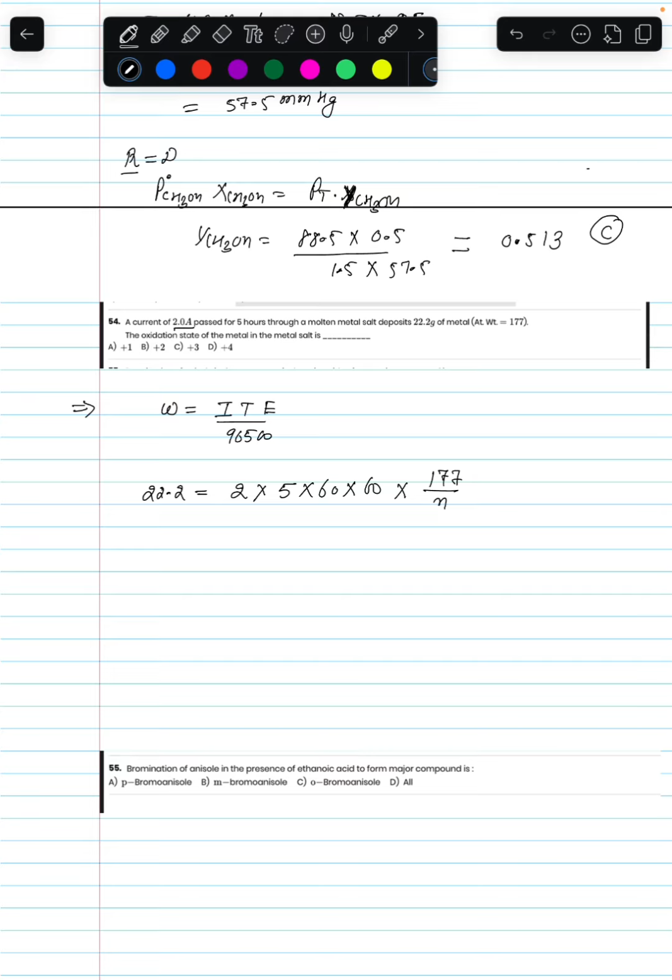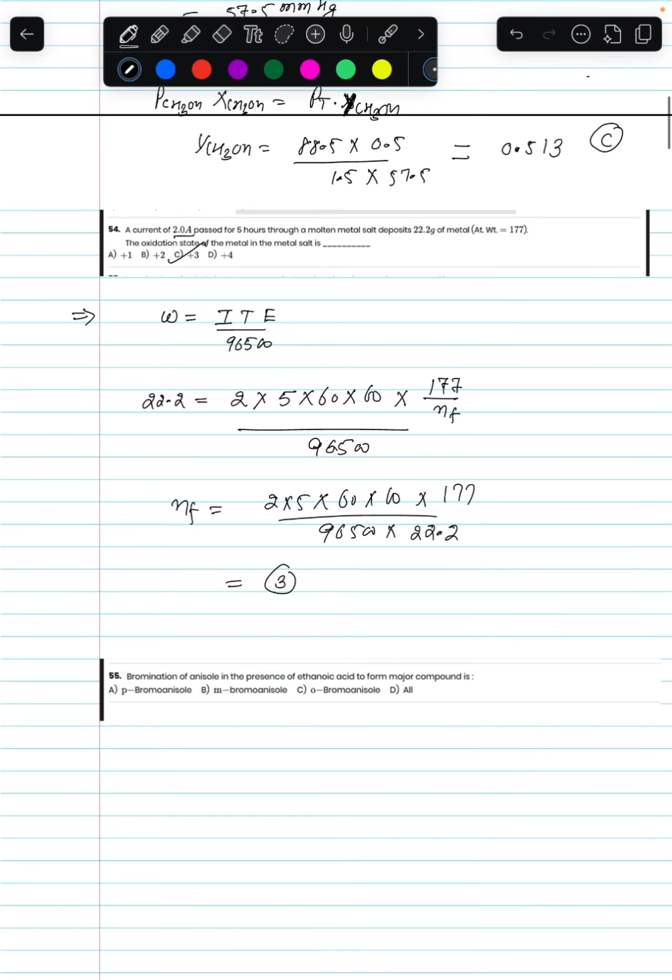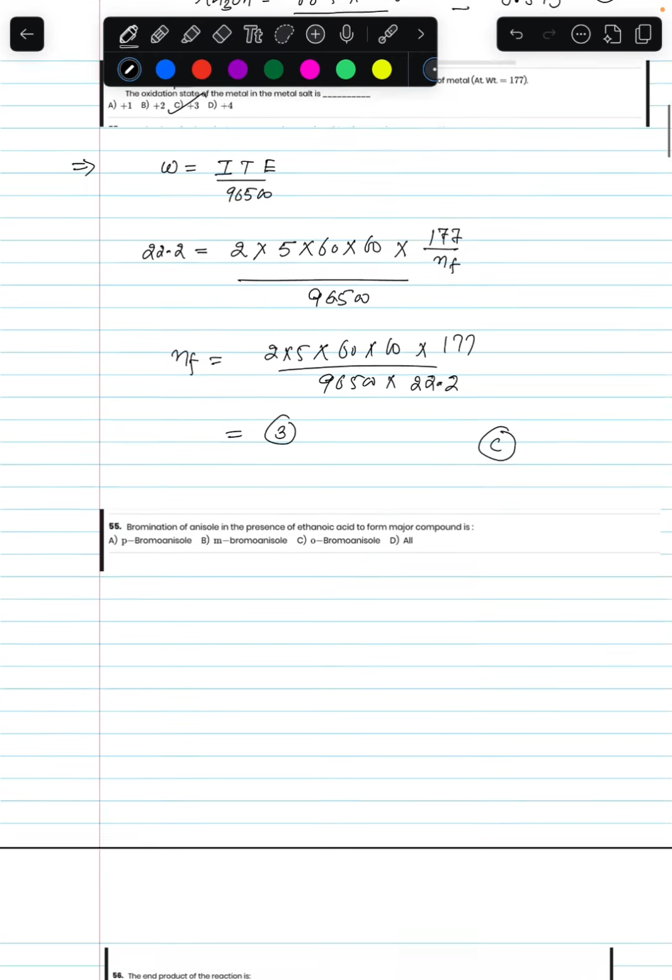177 divided by its n factor nf, divided by 96500. So n factor will be 177 divided by 96500 into 22.2 into 2 into 5 into 60. So it comes out to be 3. So oxidation state of metal will be 3. So correct option is C.